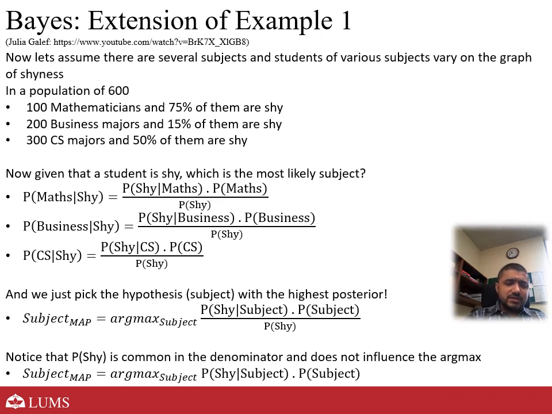ऑलराइट, उसी प्रॉब्लम को थोड़ा सा एक्सटेंड कर लेते हैं. वही सेम सिनारियो है, हम एक यूनिवर्सिटी में जा रहे हैं और वहाँ पर कुछ स्टूडेंट्स हैं जो मिक्स खड़े हुए हैं. एंड नाउ instead of just considering two subjects, let's consider three subjects. So in a population of 600, we have 100 mathematics students and 75% of them are shy, 200 business majors and 15% of them are shy, and 300 CS students and 50% of them are shy. So I've just placed the shyness somewhere in the middle of the two.